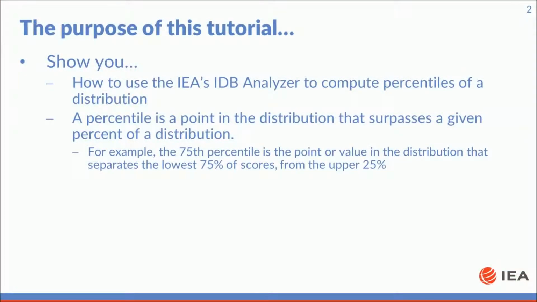In this tutorial, we will show you how to use the IDB Analyzer to compute percentiles of a distribution. A percentile is a point in a distribution that surpasses a given percent of a distribution. For example, the 75th percentile is the point or value in the distribution that separates the lowest 75% of scores from the upper 25% of scores.